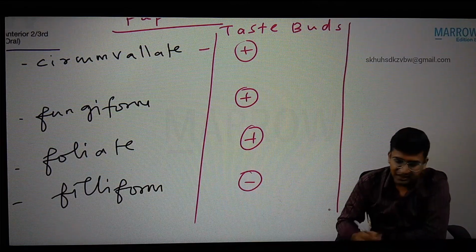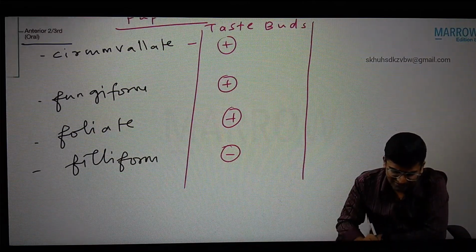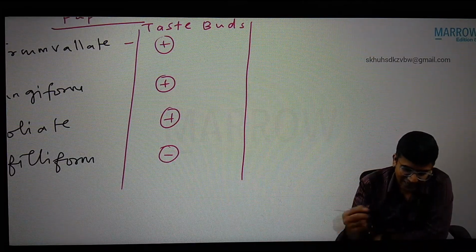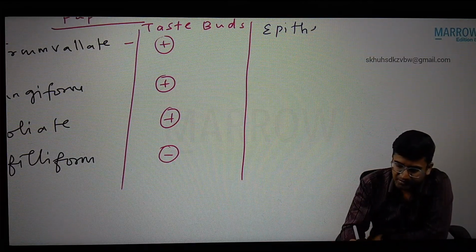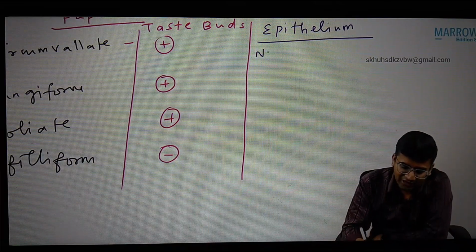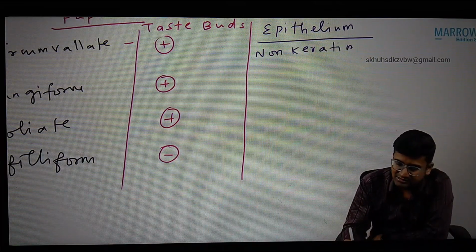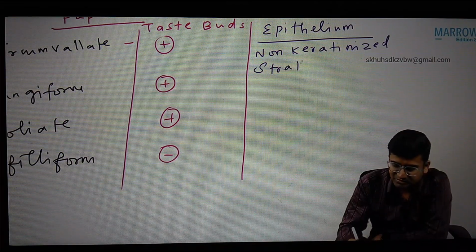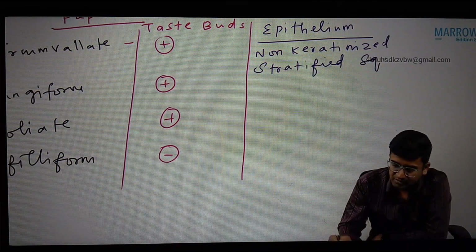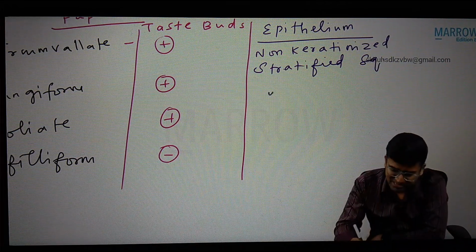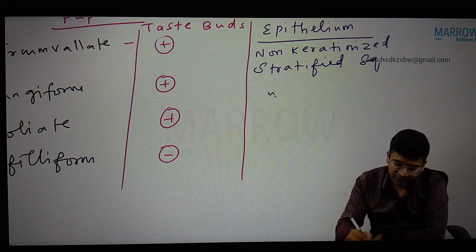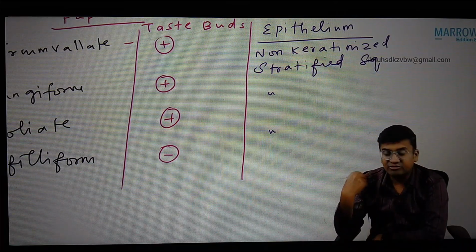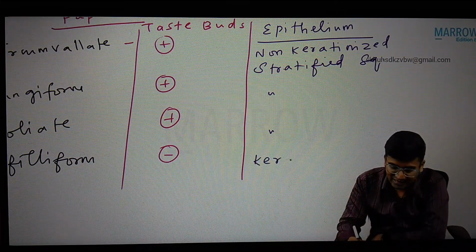Next one, the circumvallate papilla. Now these papillas are lined by what epithelium? So the lining epithelium will be non-keratinized stratified squamous epithelium. Fungiform papilla, same: non-keratinized stratified squamous epithelium. Foliate papilla, again same: non-keratinized stratified squamous epithelium. But filiform papilla is lined by keratinized stratified squamous epithelium.